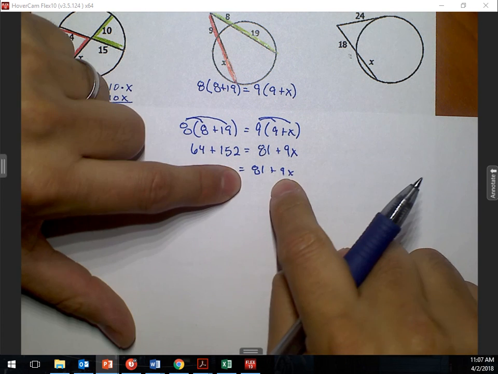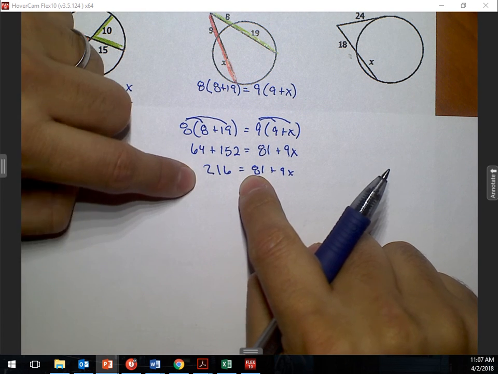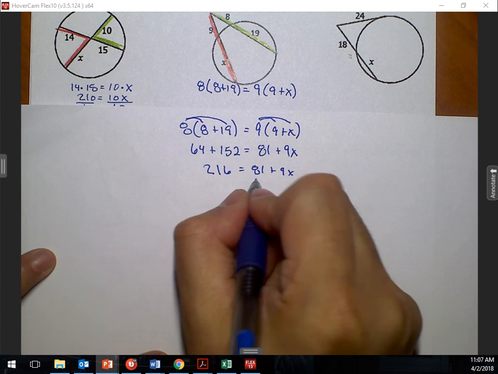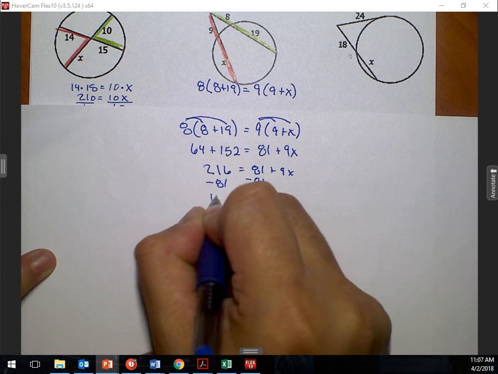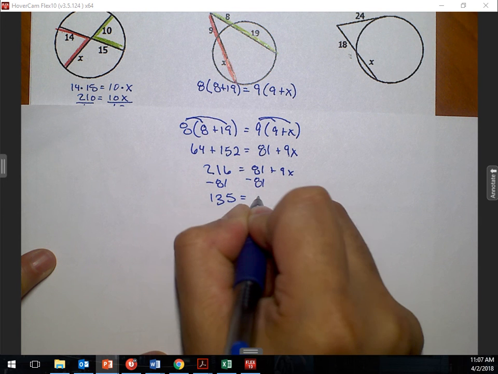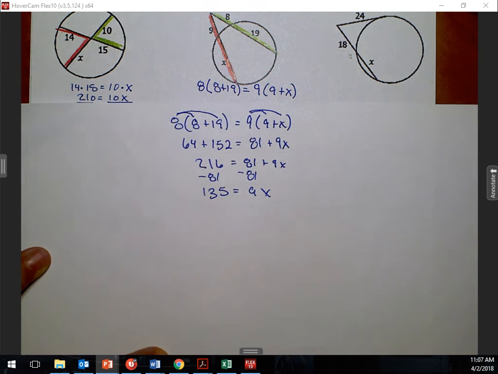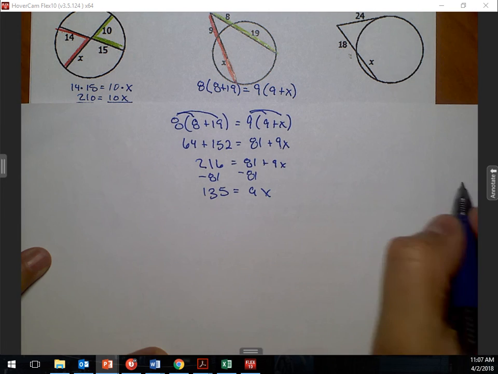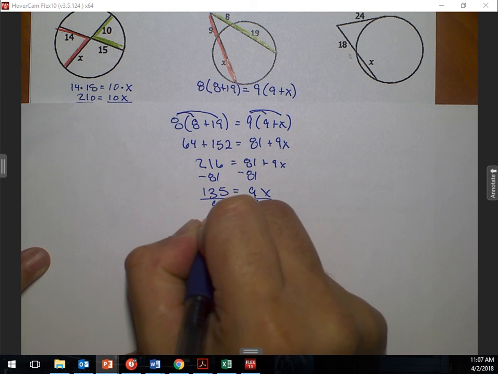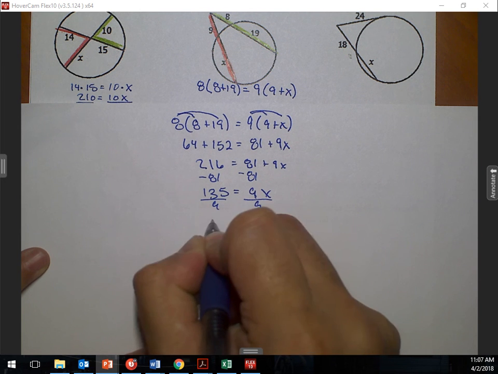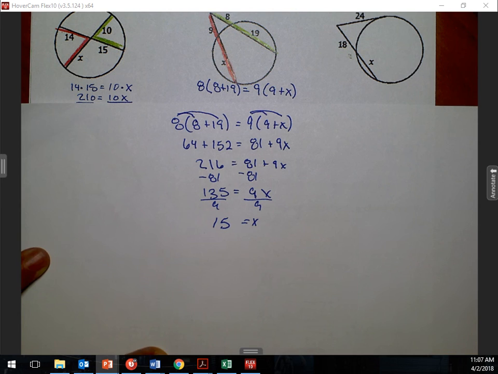Now this is the point where I'm going to subtract the 81 from both sides, right? So let's do that. Subtract 81 from both sides. 135 equals 9x. And what do I do from here? Divide by 9. X is what? 15. X is 15.